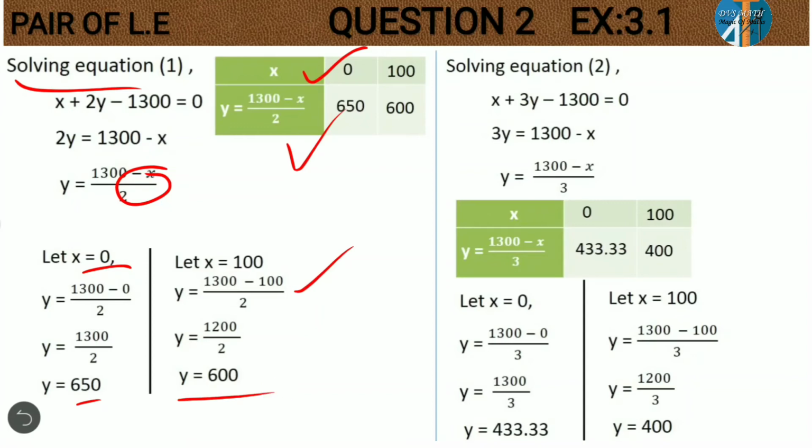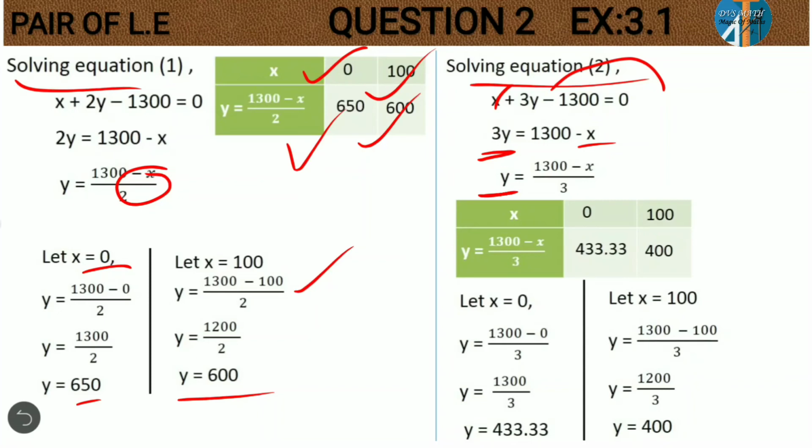Okay, now moving on to the next, equation 2. So in equation 1, if you take x is equal to 100, you got y is equal to 600. So solving equation 2 now, x plus 3y minus 300 is equal to 0. Now take minus 300 to the RHS, it becomes plus 300. Again x to the RHS, it becomes minus x. So it is 3y, you want to find the value of y, so divide by 3. So remember, it is multiplication. If you take it to the RHS, it becomes division.